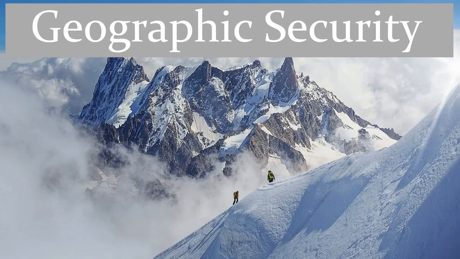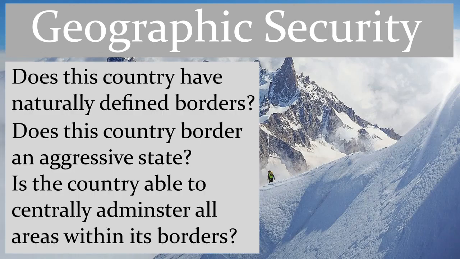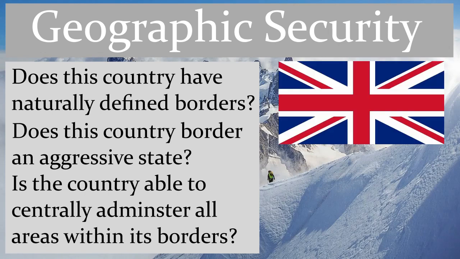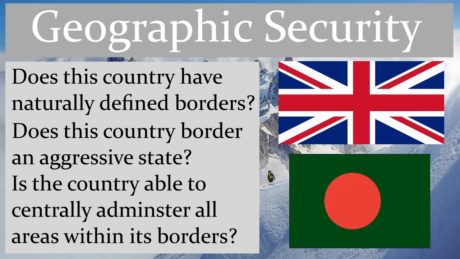For the Geographic Security category, these are the questions I will be considering while doing my analysis. An example of an A-tier nation in this category is the United Kingdom, on account of them being an island. And an example of an F-tier country in this category is Bangladesh, on account of their terrain being completely flat and their borders being arbitrarily defined.